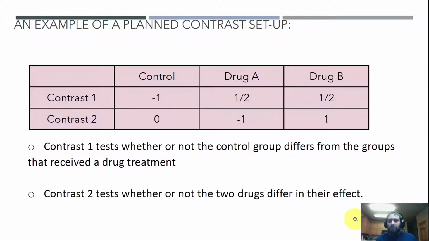Here is an example of a planned contrast. Contrast 1 is testing whether the control group differs from the groups that received drug treatment in general. So we're asking, does control differ from the average of drug A and B? Contrast 2 is asking, do the drugs differ from one another? We're not including the control group in here. All we're saying is, is drug A different than drug B? Something to notice about these contrasts, as I stated previously, is that they sum up to 0. So -1 plus a half plus a half equals 0. Additionally, 0 plus -1 plus 1 is equal to 0 as well. That's one essential component of a contrast: they sum up to 0.